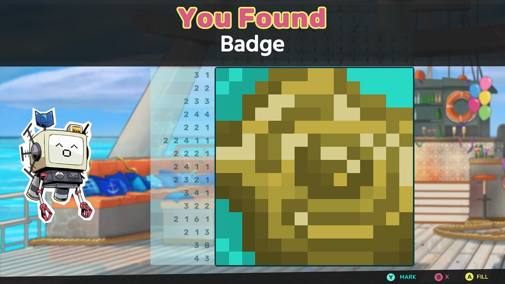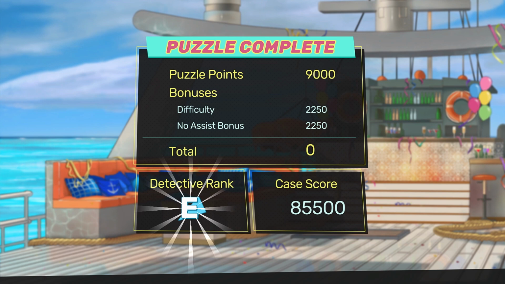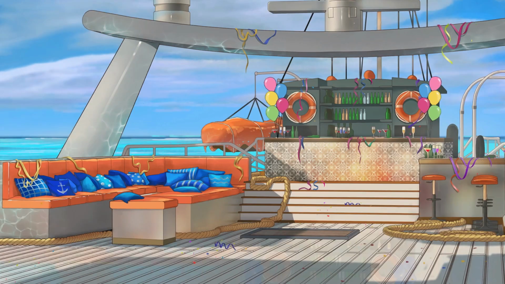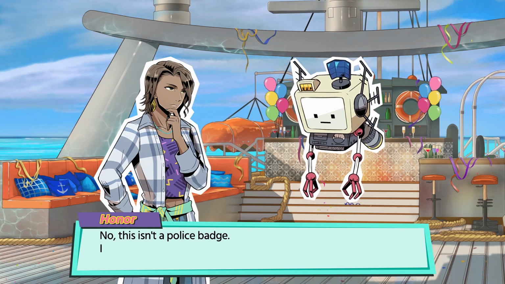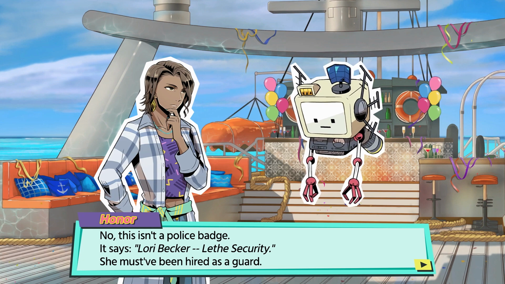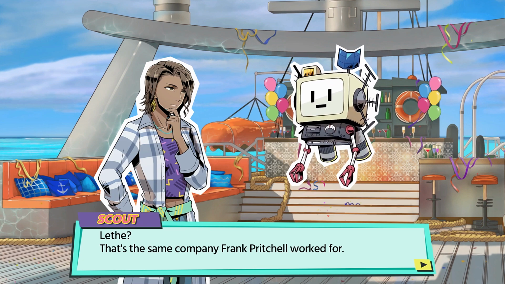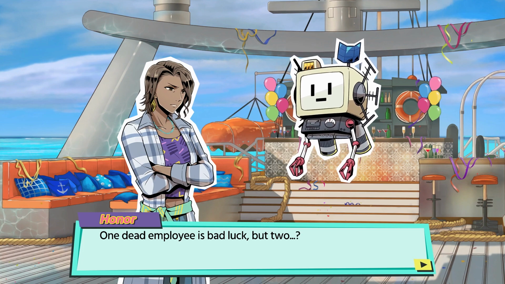Cross, you dropped something. I'm an E rank. Oh no, was the victim a police officer? No, this isn't a police badge. It says Lori Becker, Lethe Security. She must have been hired as a guard. Lethe? That's the same company Frank Pritchell worked for. One dead employee is bad luck, but two?